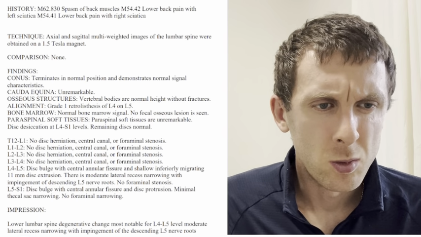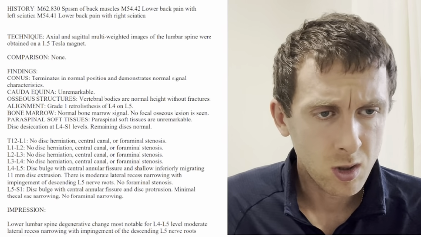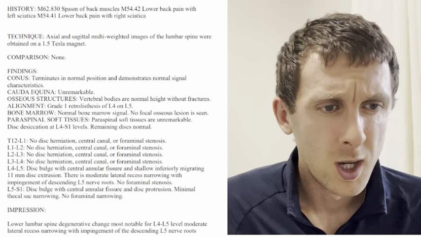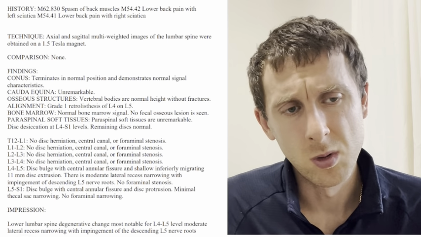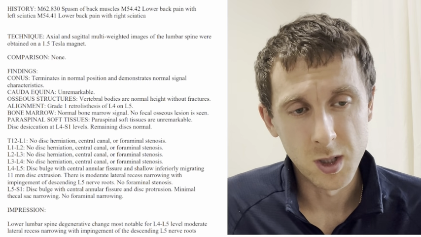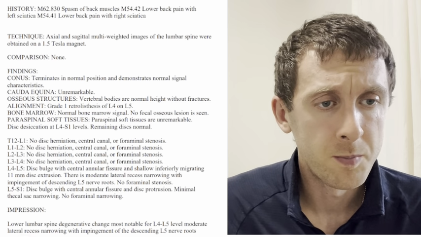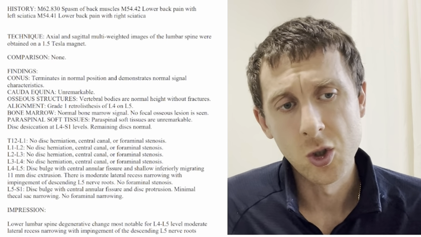Bone marrow: normal bone marrow signal, no focal osseous or bone lesion is seen, so that's good. Just looking at the health of the bone marrow. And then paraspinal soft tissue, so the bones, paraspinal soft tissues, the muscles, tendons, ligaments. Looking at the integrity, it says paraspinal soft tissues are unremarkable. Disc desiccation, or just wear and tear changes of the disc at L4-S1 levels, which we commented on before.